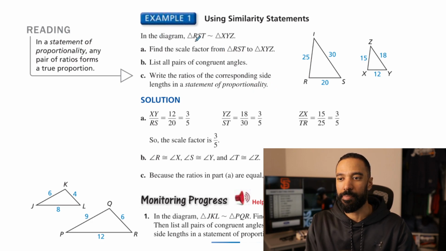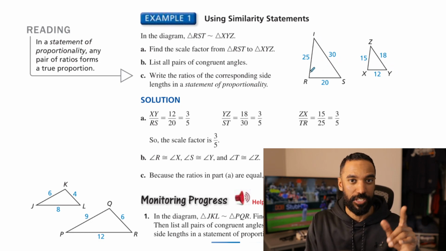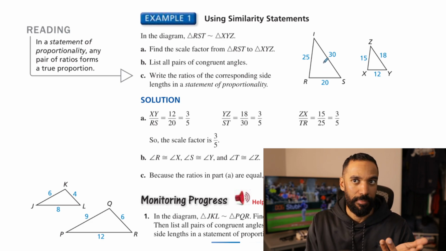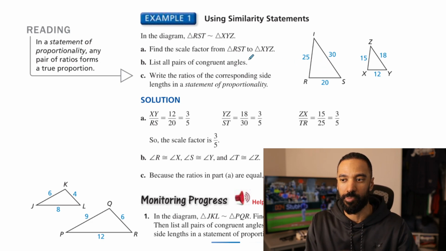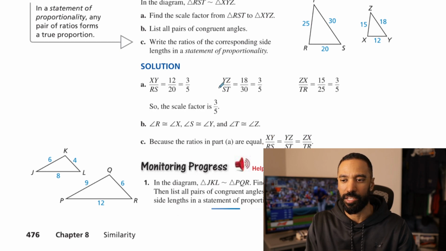Using similarity statements. So in the diagram, we have triangle RST similar to triangle XYZ. And it's going to be made obvious later, by the way, but they aren't always going to be facing the same direction like this, and your goal is to make them face the same direction so you can find those corresponding parts more easily. Find the scale factor from RST to XYZ. List all pairs of congruent angles and write the ratios of the corresponding side lengths in a statement of proportionality. So let's go ahead and see how they write it so we can write it the exact same way later.